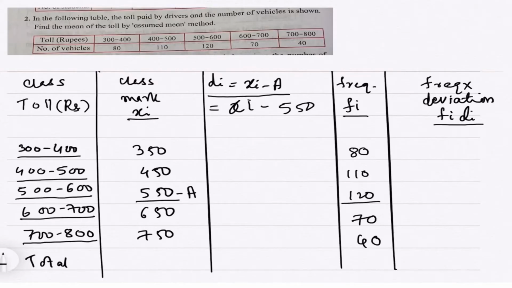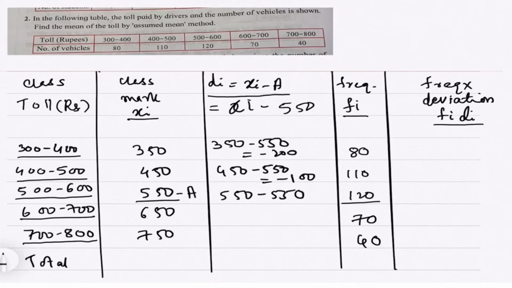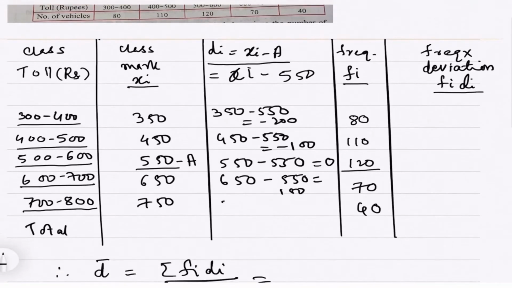So the first value for the deviation di is 350 minus 550, which gives us minus 200. Next, 450 minus 550 gives us minus 100. Next, 550 minus 550 gives us 0. 650 minus 550 gives us 100. And lastly, 750 minus 550 gives us 200.